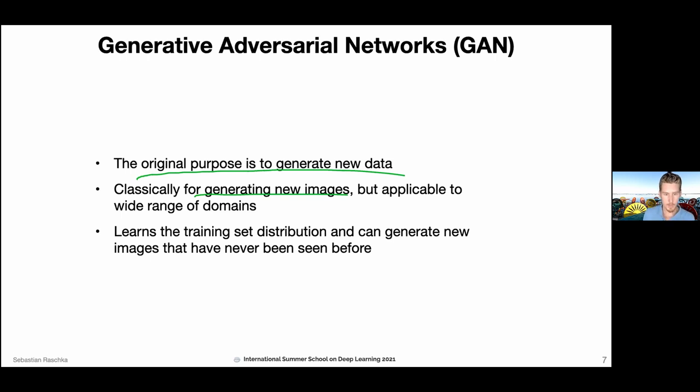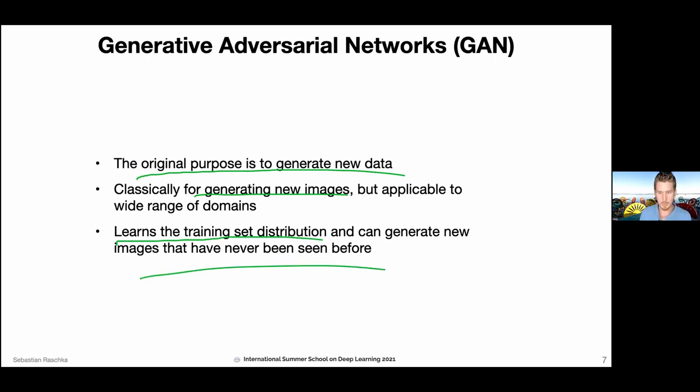And how does that work? It's fundamentally about learning the data set distribution, implicitly learning this distribution of a training set. And then we can sample from this distribution, or we can use the distribution to generate new images that have never been seen before.